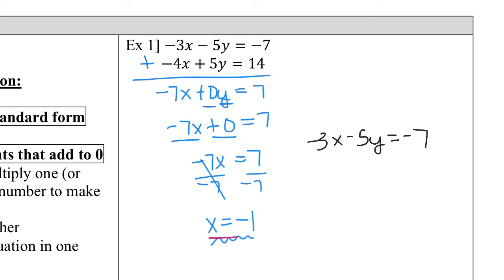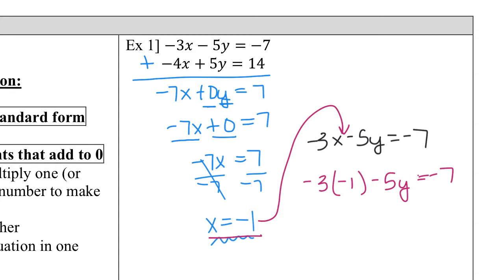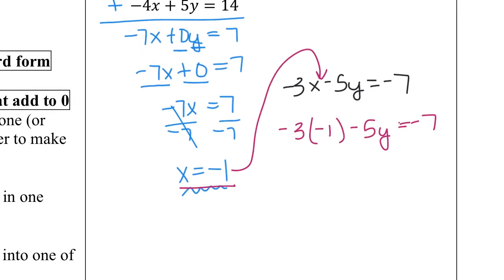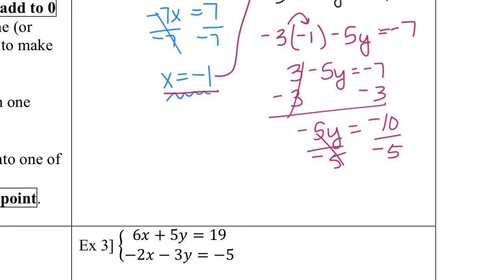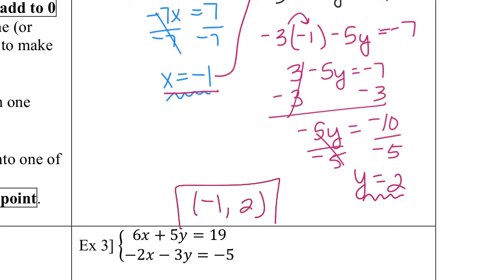So what I'm going to do is take my x value that I found a minute ago and substitute it in for the x. So -3 times x, which is now -1, minus 5y equals -7. And I'm going to solve this equation for y to get the other half of my solution. So this makes 3 minus 5y equals -7. Subtract 3 from both sides. -5y equals -10. Divide by -5, and you end up with y is equal to 2. So your final solution is a coordinate point: the x value of -1 and the y value of 2.